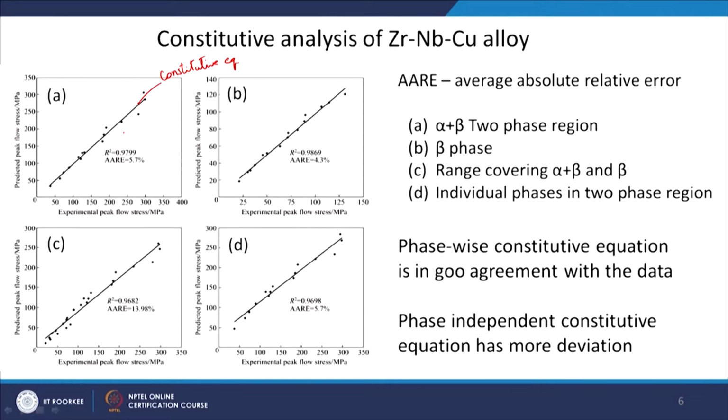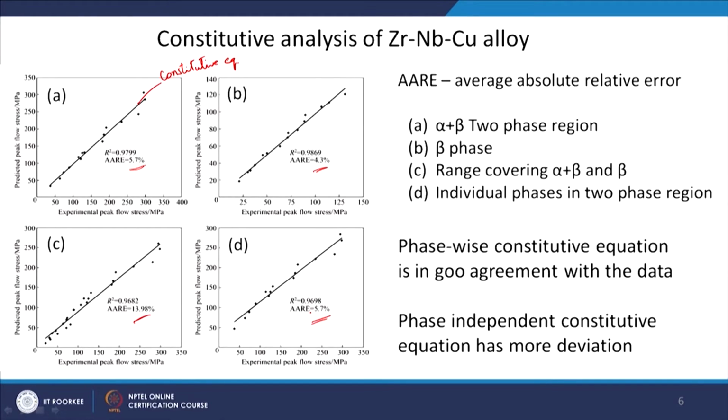The first case is where we have taken the alpha plus beta two phase region. It was 0.98 when we did it for only the beta phase, and 0.96 when we used the whole temperature range without looking at the flow stress data, and 0.96 when individual phases in the two phase region were used to find the flow stress. Their average absolute relative error is also calculated: 5.7%, 4.3, 13.98 and 5.7.